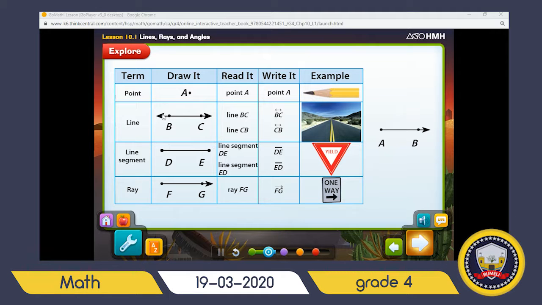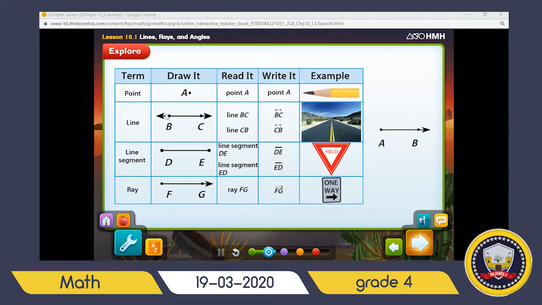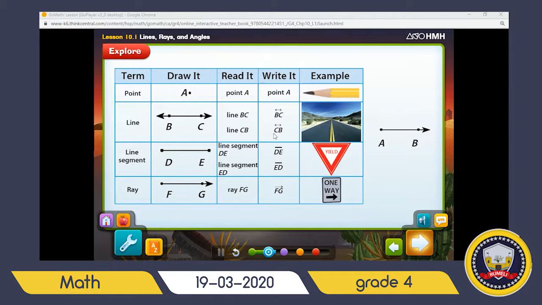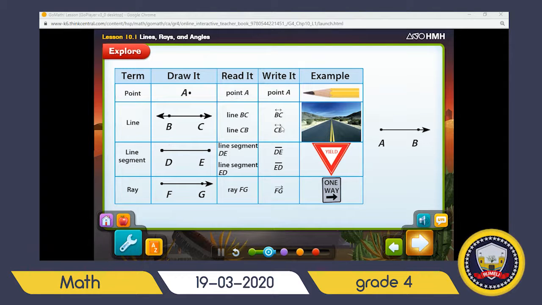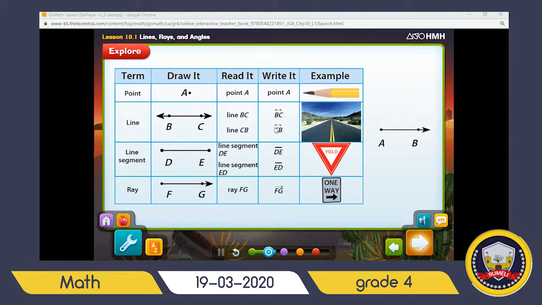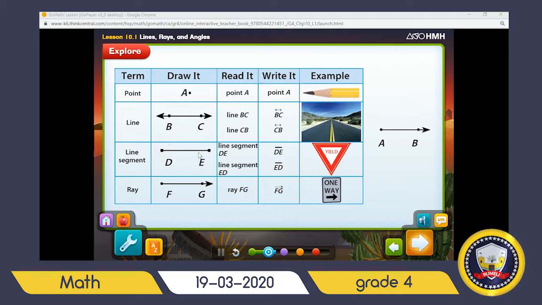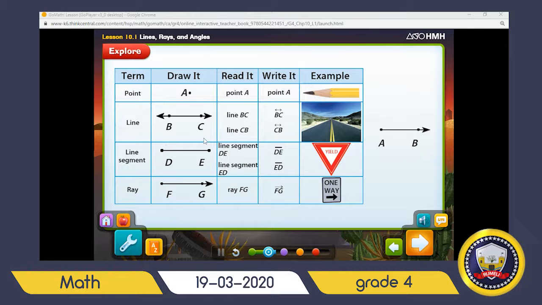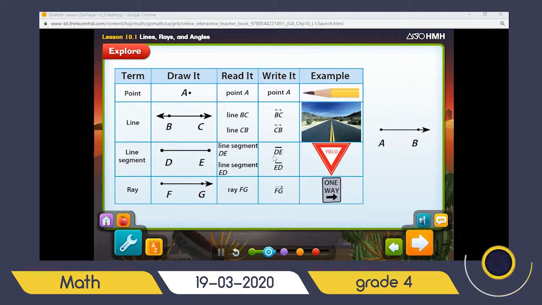So there are two endless sides. While writing this, I can write BC or CB, and I need to draw the same shape of line on the top. What about line segment? Line segment represents a part of a line, but this time there are two end points, line segment DE or line segment ED. I can switch their places, so it will be DE and ED, and on the top I need to draw the same shape like line segment.